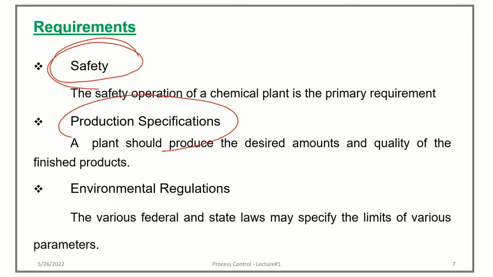Then the next requirement is called production specification. What is meant by production specification is that a plant should produce the desired amount and quality of the finished product.